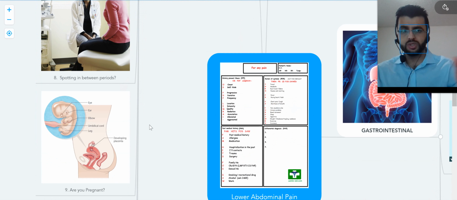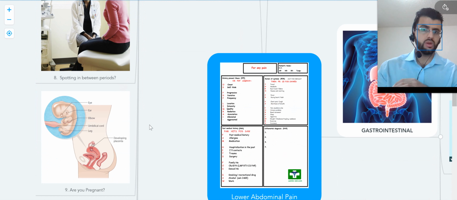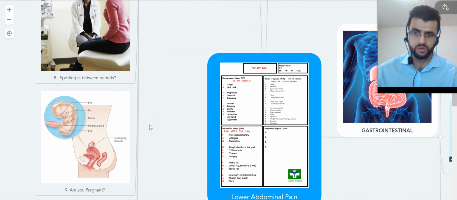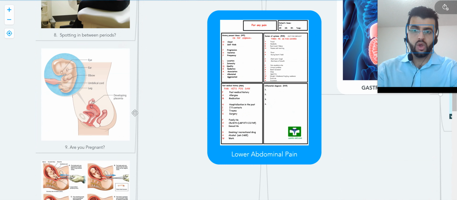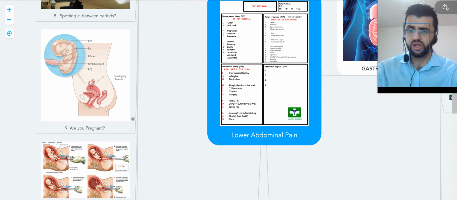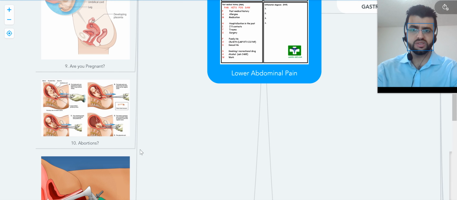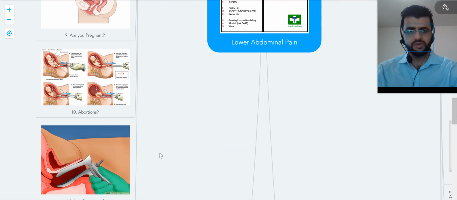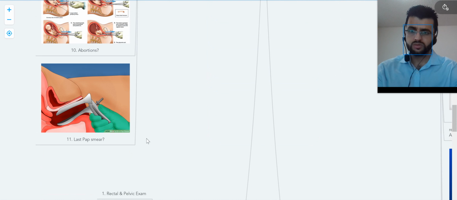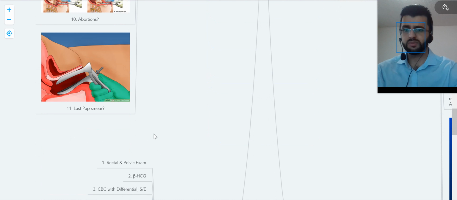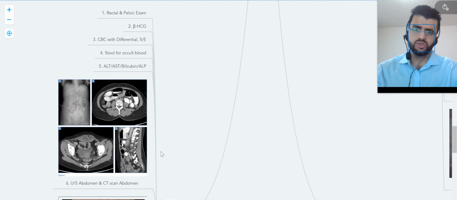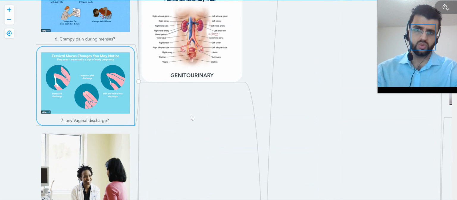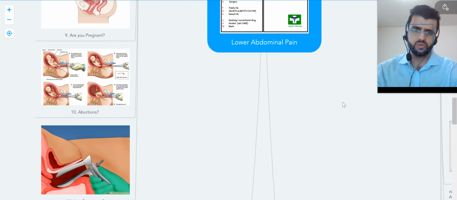Any spotting between your periods, this could be a uterine polyp, could be leiomyoma, could be adenomyosis, or whatever uterine pathology. Are you pregnant? You ask them this one. Or then abortions, have you had any abortions in the past? And when was your last pap smear? Okay, so these are the types of questions that we ask about, okay.